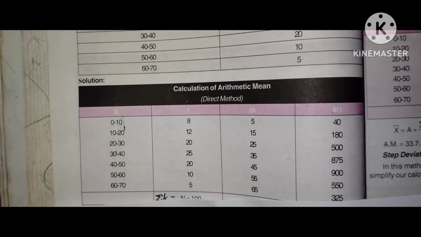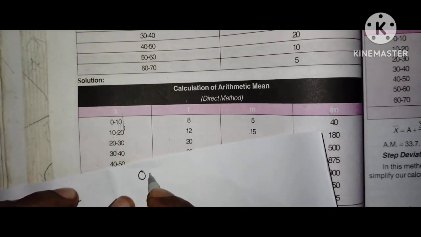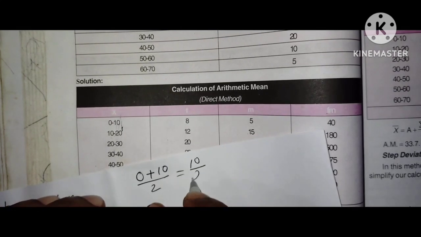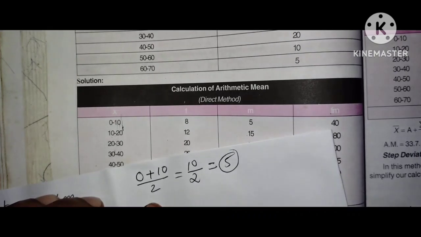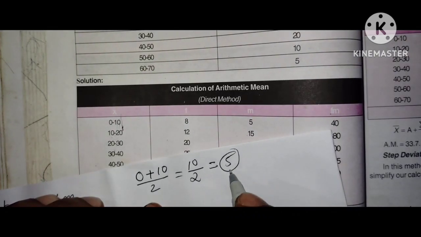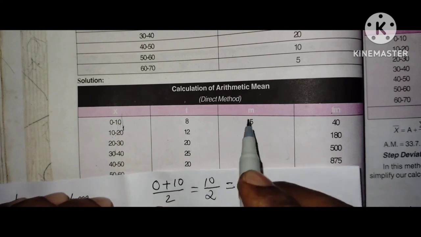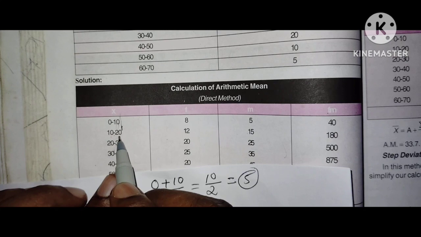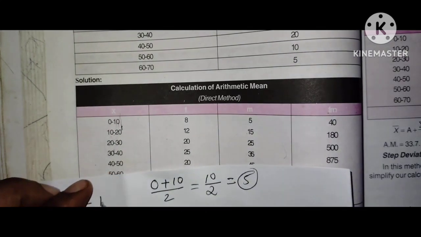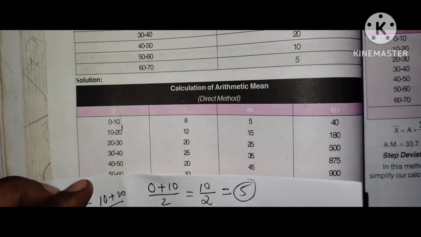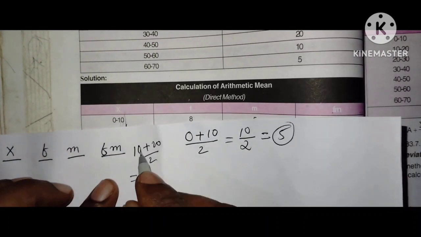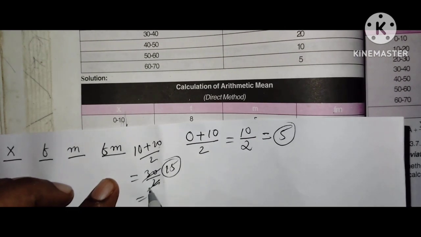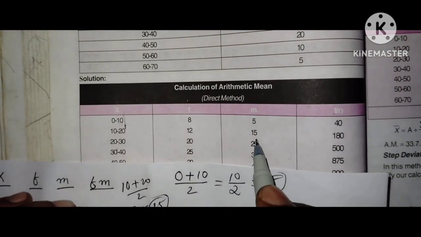So how will you calculate this one? 0 plus 10 divided by 2. 0 plus 10 means 10, divided by 2, you will get 5. Right. So this is called the midpoint or mid value. Similarly, this one and this one, you have to add together and divide by 2. 10 plus 20 is 30, divided by 2, you get 15. So see here, 15 is written.